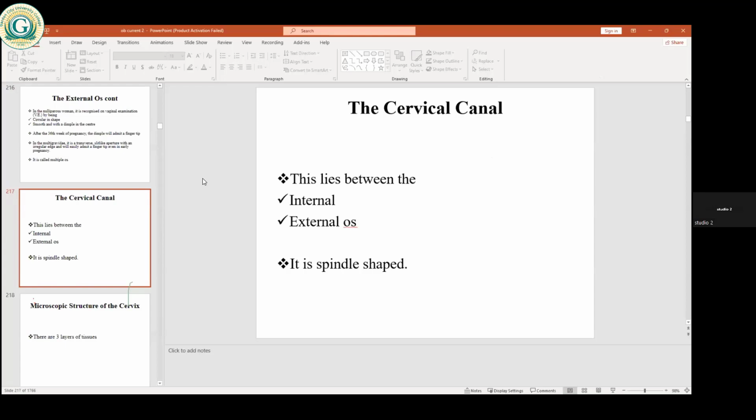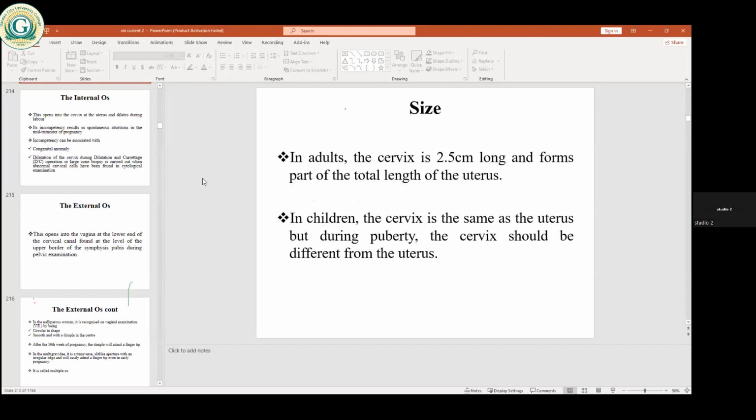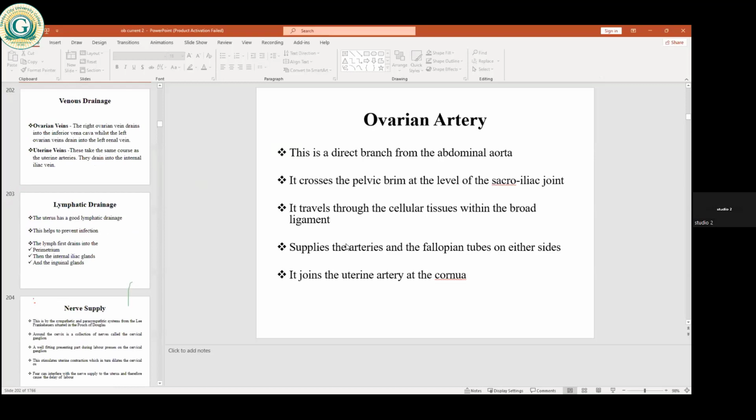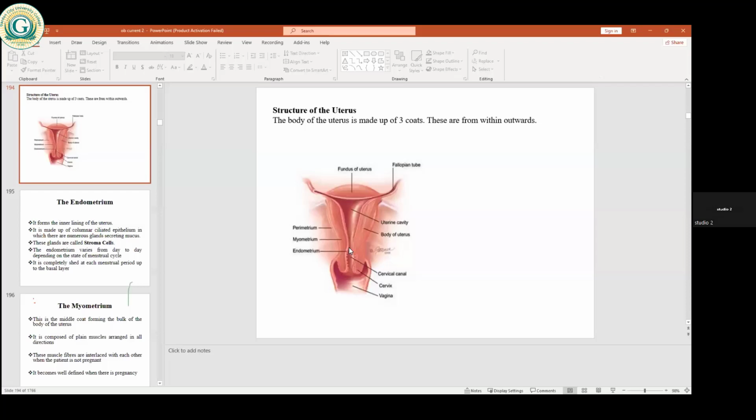So the cervical canal, let me go back to the diagram. I'm interested for you to see the cervical canal. So that is the cervix. This is the cervix. This is the external os. This is the internal os. And this is the canal. That's the cervical canal.